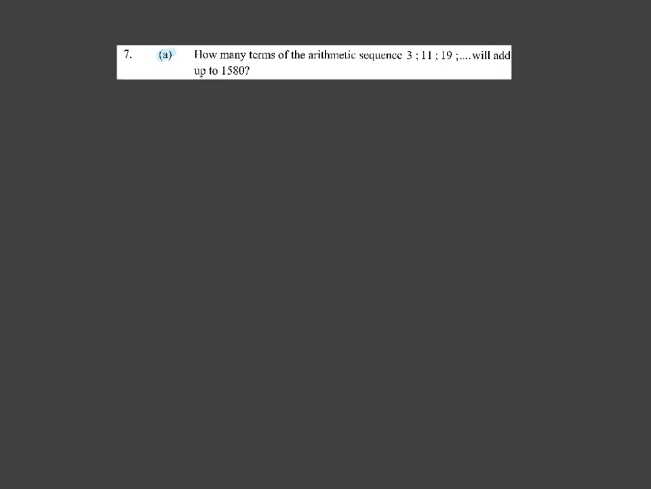Okay, question 7a. How many terms of the arithmetic sequence 3, 11, 19, dot, dot, dot, will give me a sum of 1,580? Right, good. So we want to know what n is. We have a, which is equal to 3, and we have a difference, which is equal to 8. Right, 3 plus 8 is 11, 11 plus 8 is equal to 19. So in other words, let's go for it. We've got enough to get started.